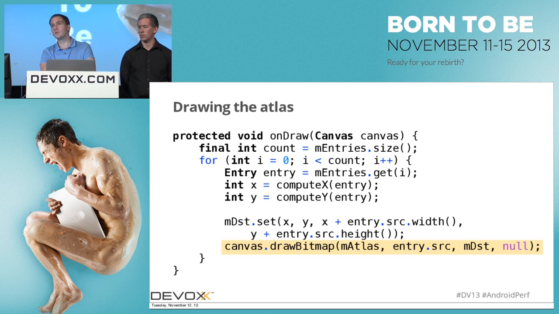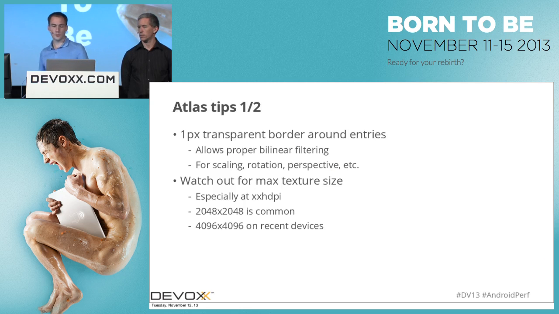And this is effectively what we're doing with the asset atlas that I showed you before, except we do it on your behalf. So it's very easy to do. It can be a great optimization in your application if you have a lot of bitmaps. Here are some tricks if you want to use that technique. Make sure that you have a 1 pixel transparent border around all the entries in the atlas. If you don't, and you scale the images or you rotate them, you're going to get a lot of artifacts, and that's because of the bilinear filtering method that we use in those situations.